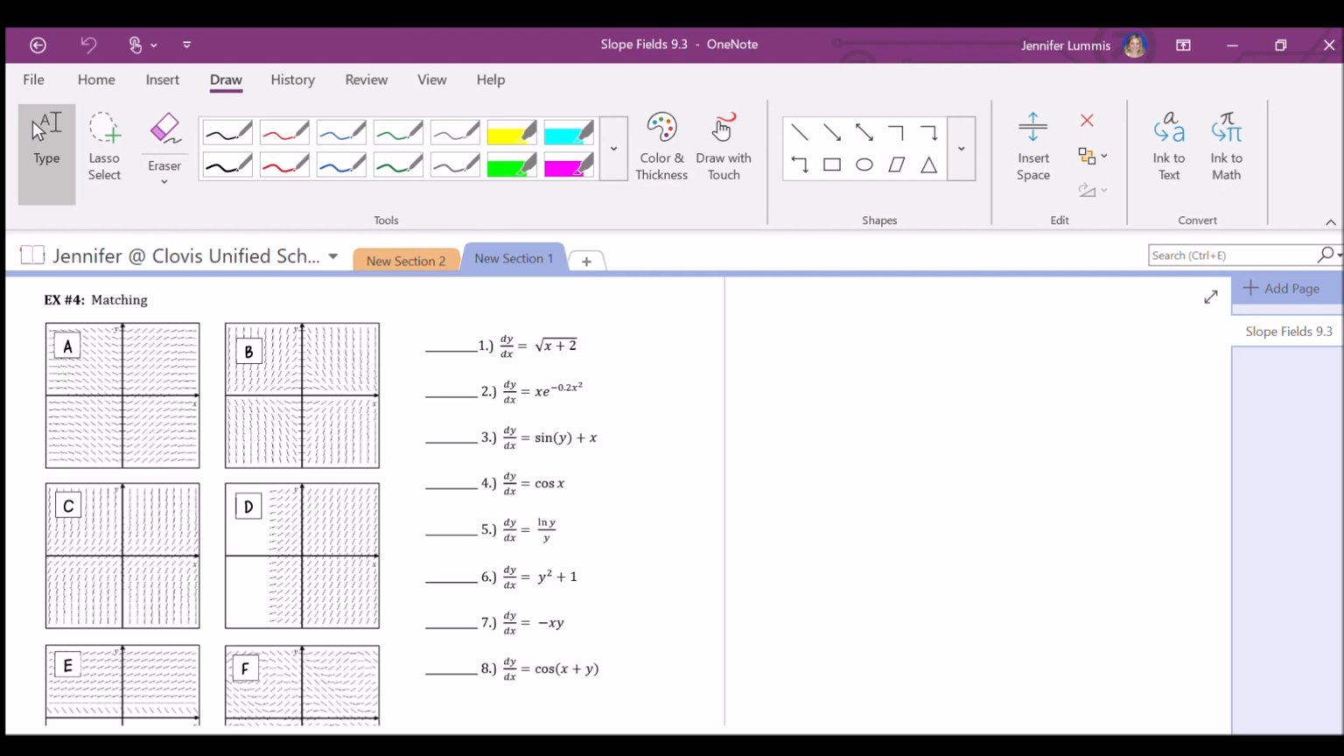Okay, so in this section, what we're going to do is try to match our differential equation to its slope field picture. So I'm going to start by giving you a couple of ways that we'll know what to do. So some things that you'll look for are, is it all in terms of x? If it's all in terms of x, remember, like an x equals line, then all of the vertical lines will have the same slope.